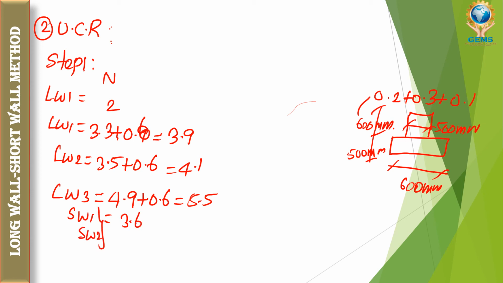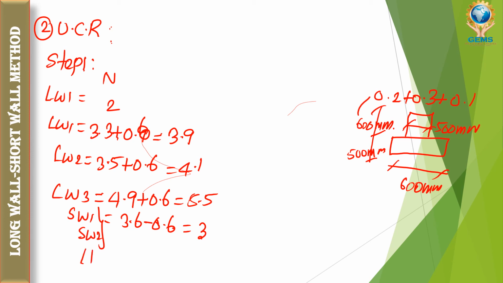3.6 plus, sorry, if we take short wall we will just subtract, right? So 3.6 minus the width of the item. So 3.6 minus 0.6. So we will get 3. This is the SW1 and SW2 value. Okay, so this is for step 1.